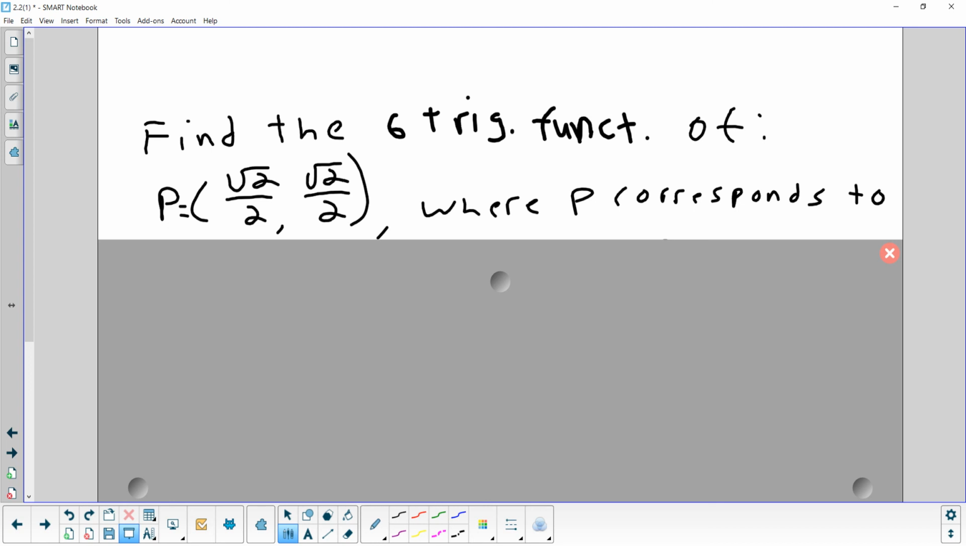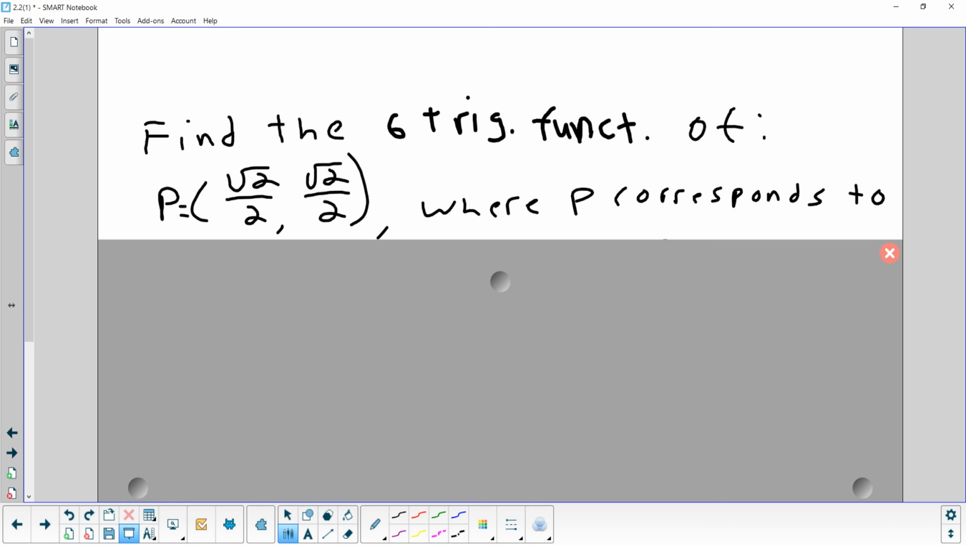So this represents a point on the circle in quadrant 1, because it's positive, positive, but the x and the y are the same. You don't have to know this for the problem, but does anybody have a guess what angle that's the coordinate for? JD? Exactly, that is the coordinate for a 45-degree angle. Again, you do not have to know that to do this problem. You will have to know that tomorrow.